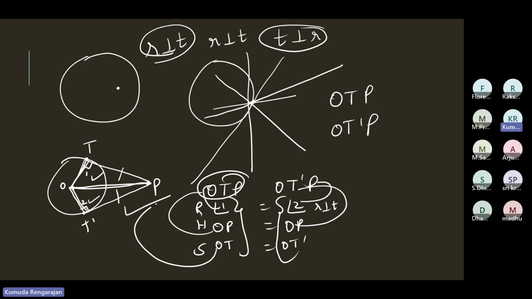Side OT of this triangle is equal to side OT dash of this triangle, because they are radii of the same circle. So by the RHS congruence rule, the two triangles are congruent. CPCT, corresponding parts of congruent triangles are congruent. So PT is equal to PT dash.